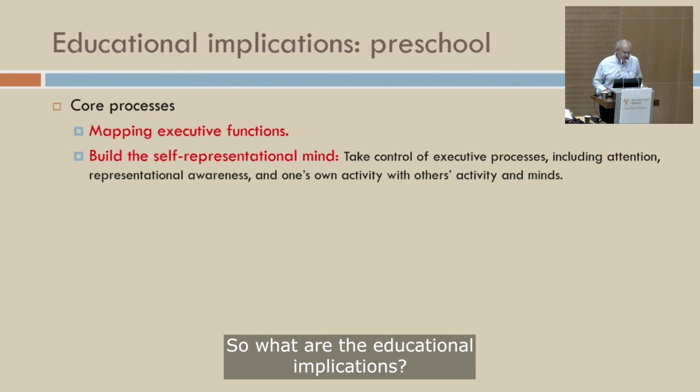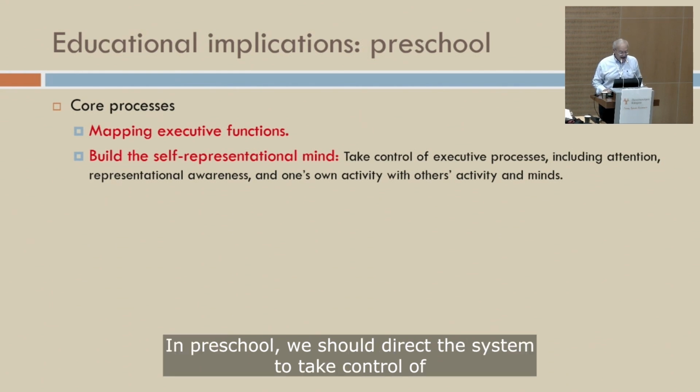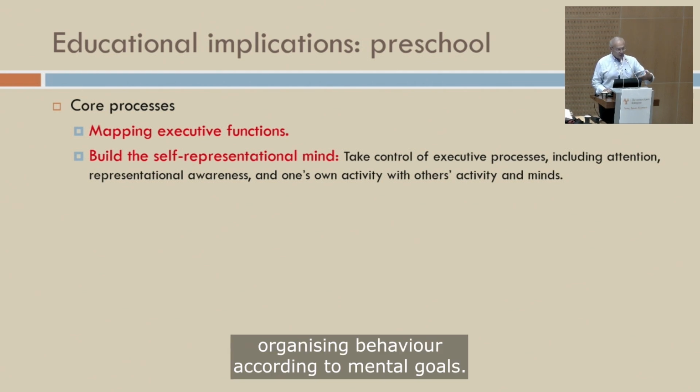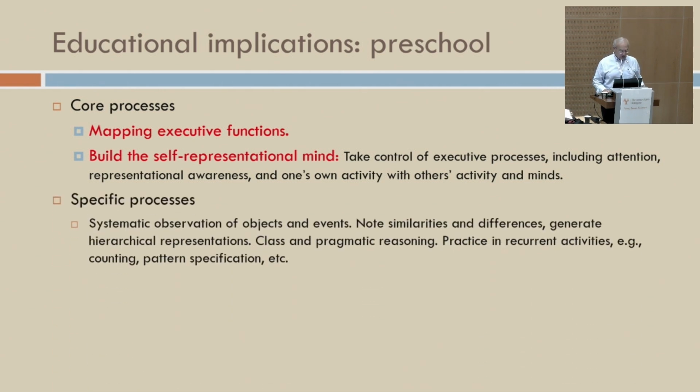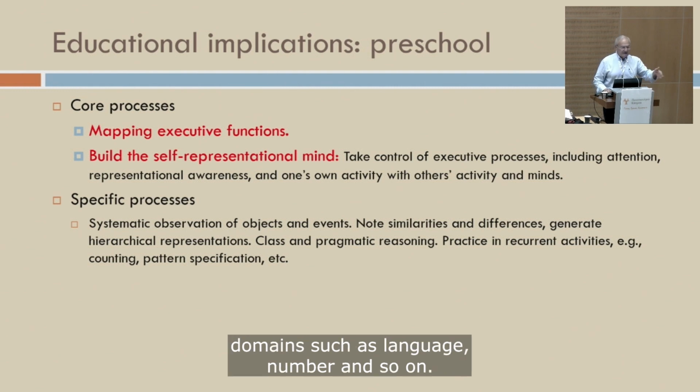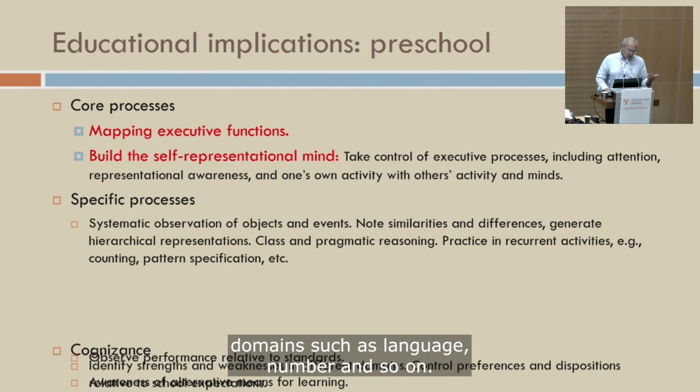So what are the educational implications? In preschool, we should direct the system to take control of executive processes such as attention control and organizing behavior according to mental goals. And of course, this can be specified in different domains such as language, number, and so on.